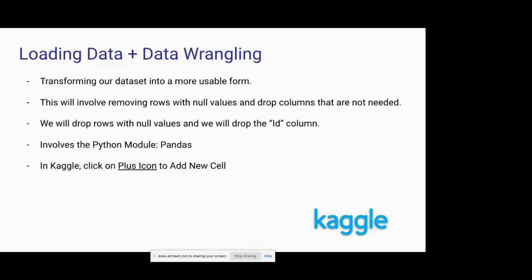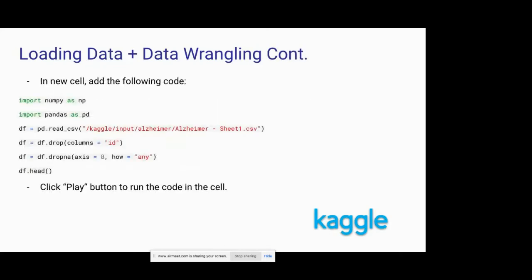So first in Kaggle, you're going to click on the plus icon to add a new cell. And then in that new cell, we're going to import two libraries, NumPy, numerical Python, and pandas. We're going to create a variable called df, which will store our data frame, and we're going to say pd.read_csv. So we're going to read the CSV file that we uploaded to Kaggle.